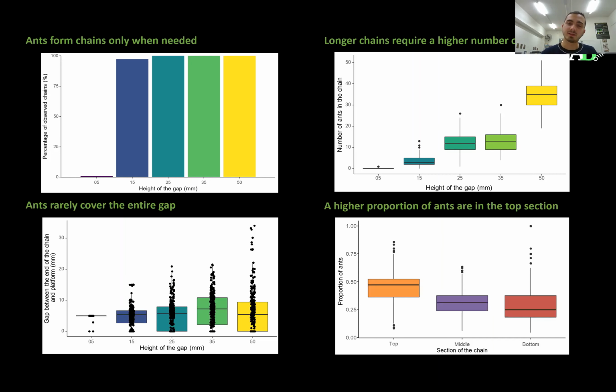And finally, analyzing the sections of the chains, we observed that the higher proportion of ants is found in the top section of the chain, while the lower proportion of ants is found at the bottom. This structural difference may be due to an increased stability of the chain to be maintained for the whole duration of the experiment. So for the moment, these are the results that I analyzed.